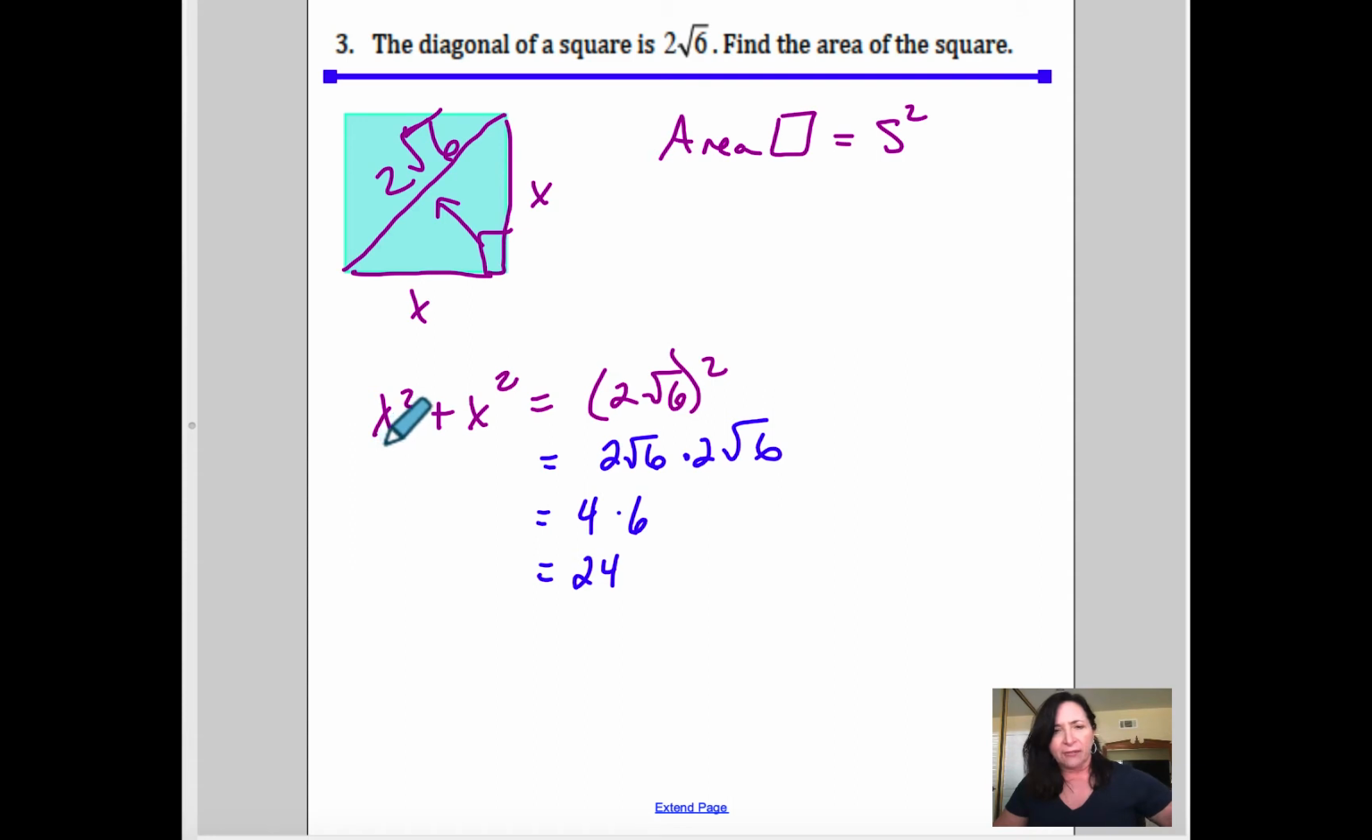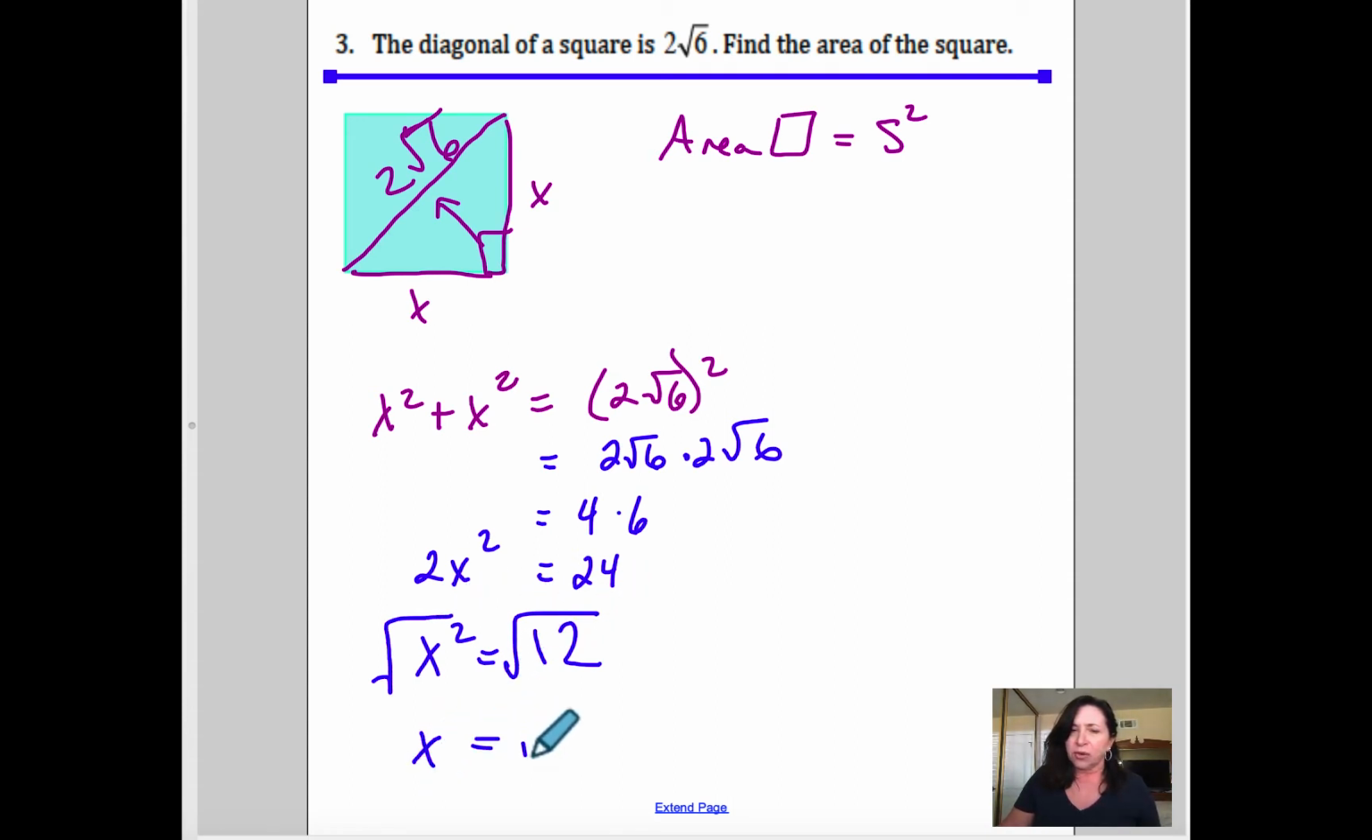On the left side, I've got x squared plus x squared, which is 2x squared. Okay, and I'm trying to isolate the x to find the x. So we are going to divide by 2. I get x squared is equal to 24 divided by 2, which is 12. And to find one side, I'm going to square root both sides. And so I get x equals the square root of 12.